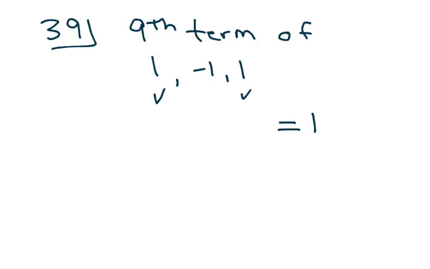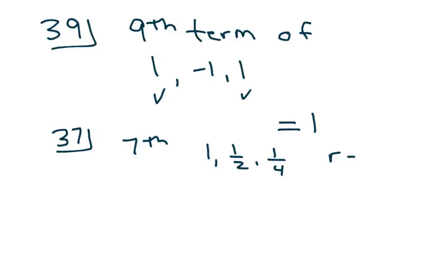Let's do 37 then. 37, we have the 7th term of 1, 1/2, 1/4. Clearly the common ratio is 1/2 because you just have to keep multiplying. The next one would be what? 1/8. Our first term is 1, and we have to find the fifth term and the nth term. So the fifth term is going to be, you can already tell it's going to be 1 over 32, but anyway.